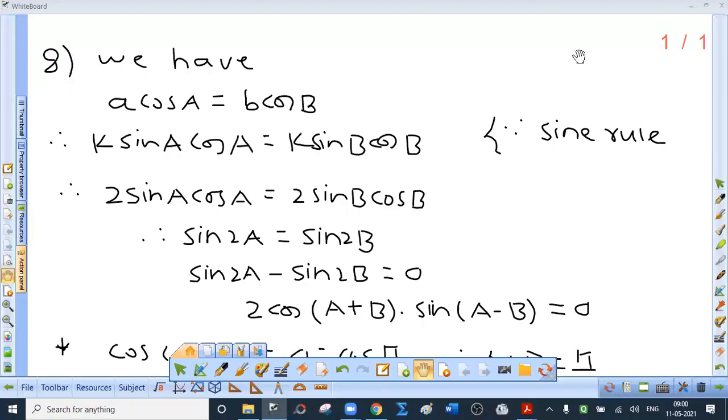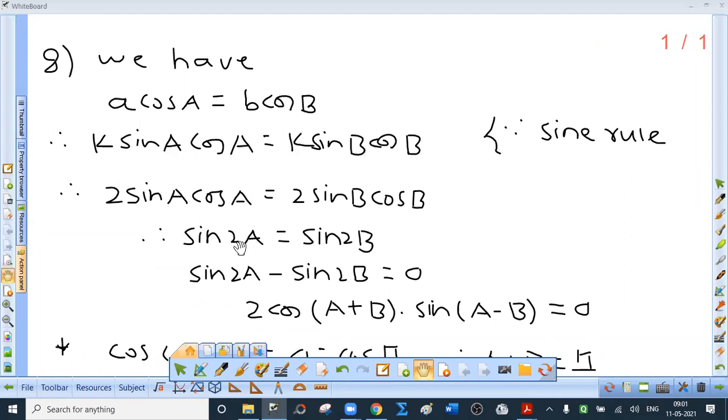Sum number 8, this is an important sum. In triangle ABC, if A cos A is B cos B, then prove that the triangle is either a right angle or an isosceles triangle. We begin with A cos A equal to B cos B. By sine rule, A is K sin A, B is K sin B. Divide by K and then multiply by 2. So 2 sin A cos A is 2 sin B cos B. So sin 2A is sin 2B.